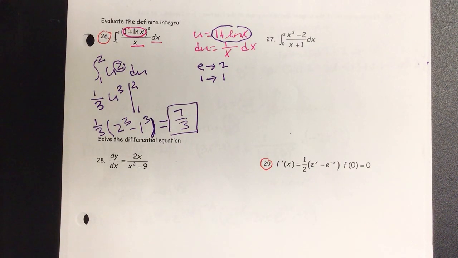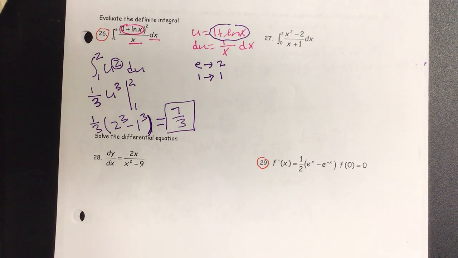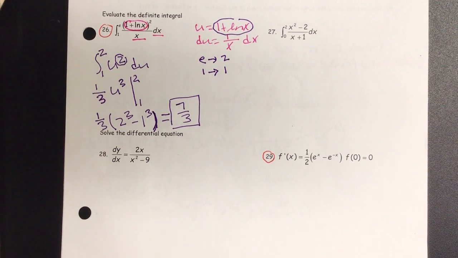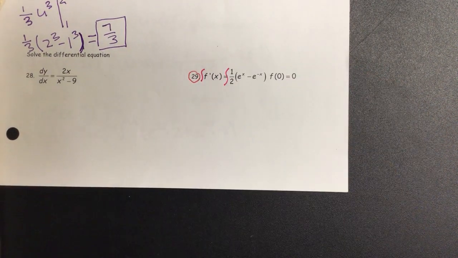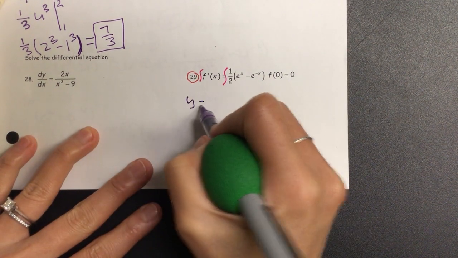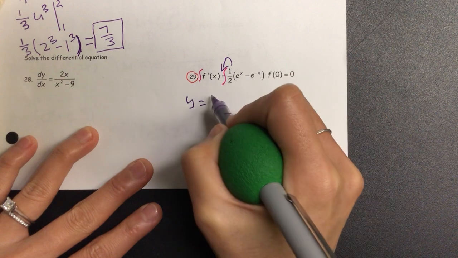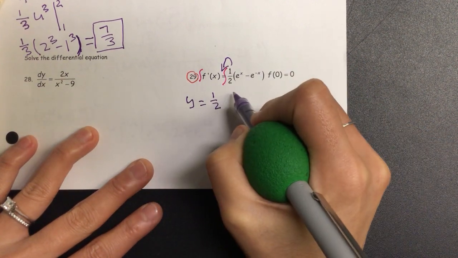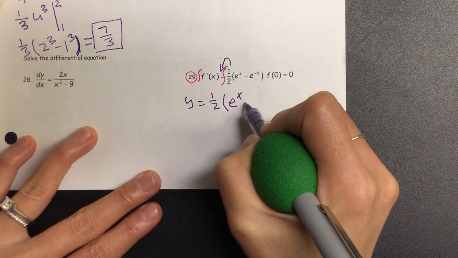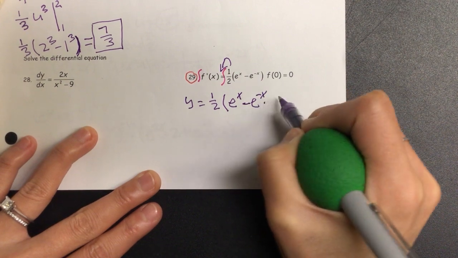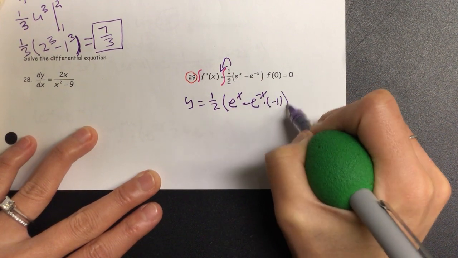Okay, questions on that one? We all set? Okay. For number 29, what do I need to do to the f prime to make it f of x? Do I derive or do I integrate? We integrate. So I'm going to go to integrate. And when I do, I get y is equal to. I want to go ahead and bring the 1/2 to the outside. And when I integrate the inside, e to the x is basically e to the x. And then we have minus e to the negative x times what? -1. And then I need plus c.